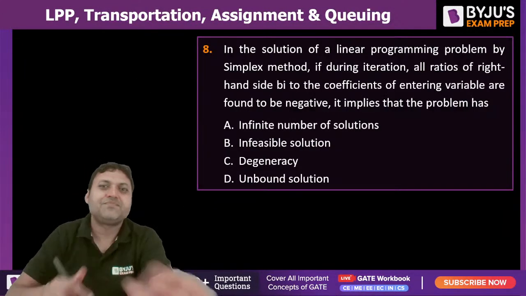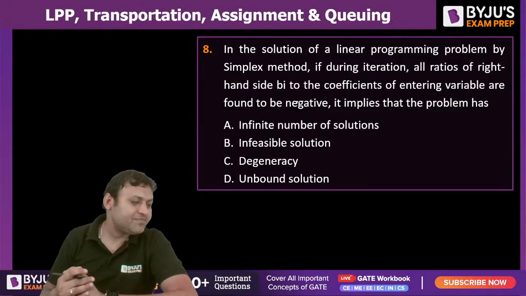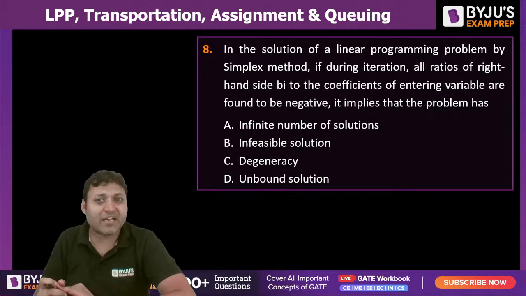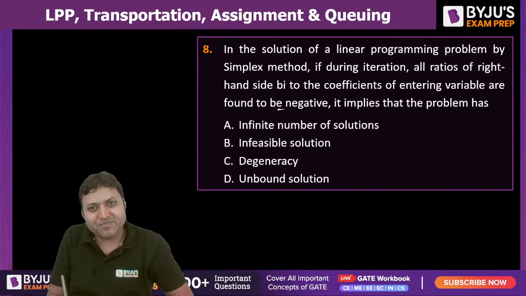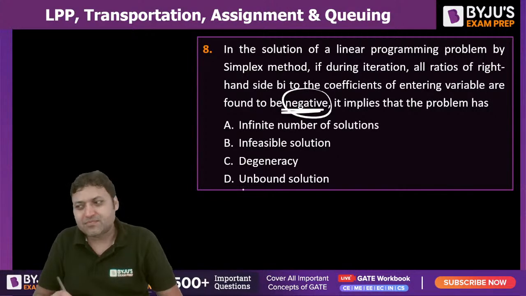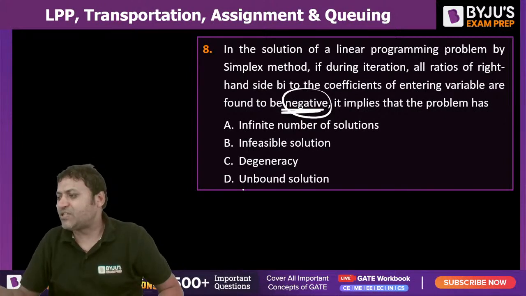Question number 8. In the solution of a linear programming problem by the simplex method, if during iteration all the ratios of RHS to the coefficient of the entering variable are found to be negative, which solution will it be?